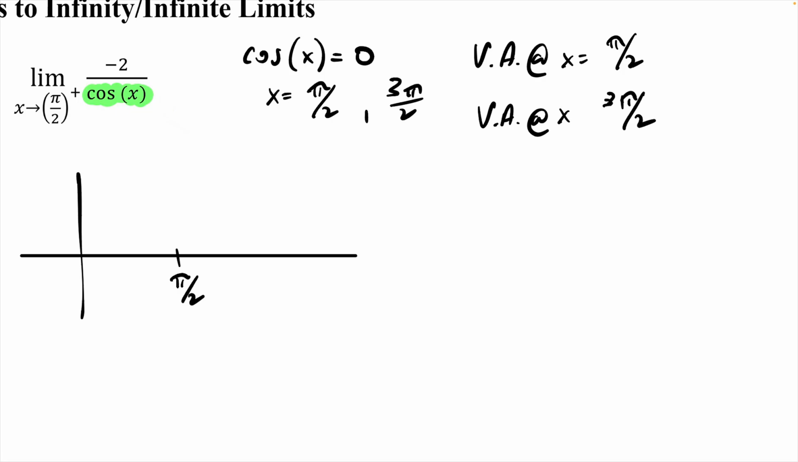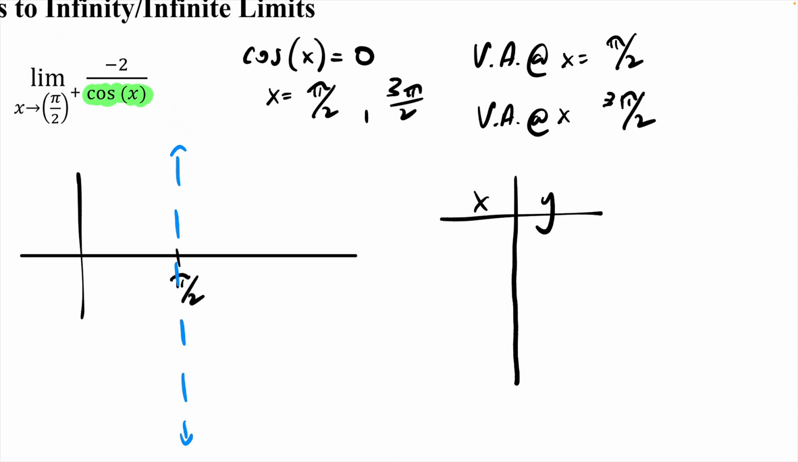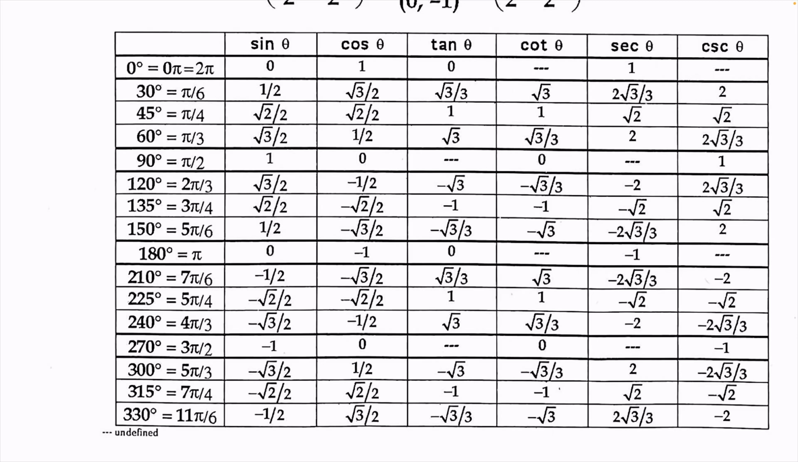Okay, so we know there's going to be a vertical asymptote at pi over 2, right? Good. So let's do our thing. We want to pick a couple numbers only to the right of pi over 2, right? Because it's bigger. So just to the right. The next two that are bigger are 2 pi over 3 and 3 pi over 4, right? So let's use those.